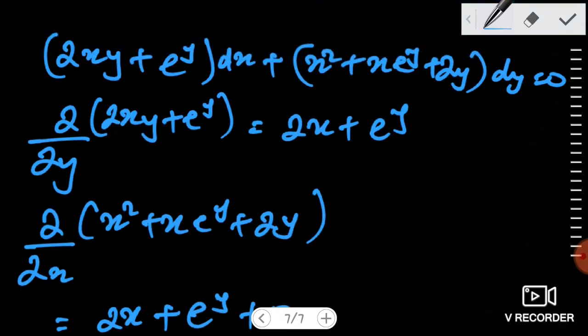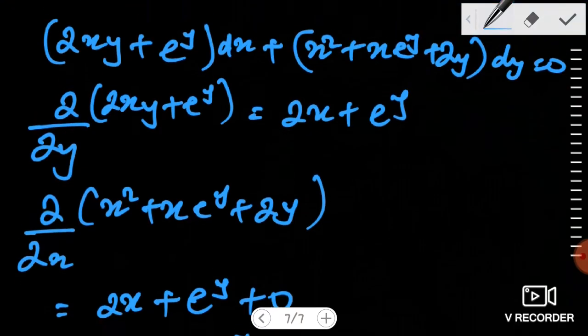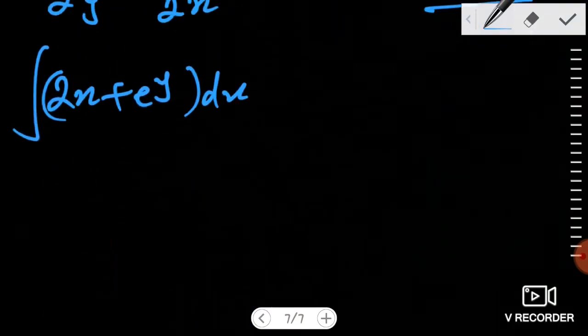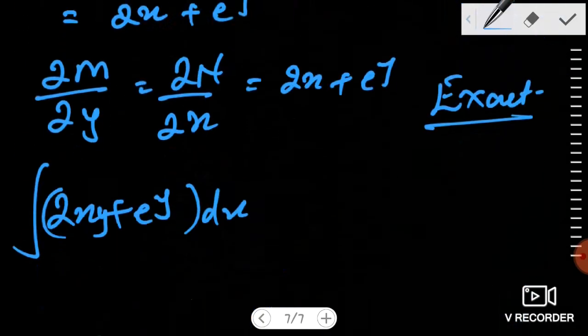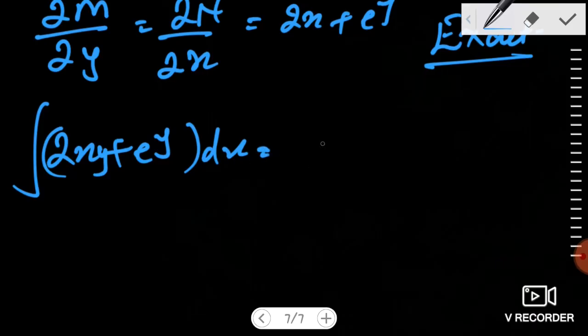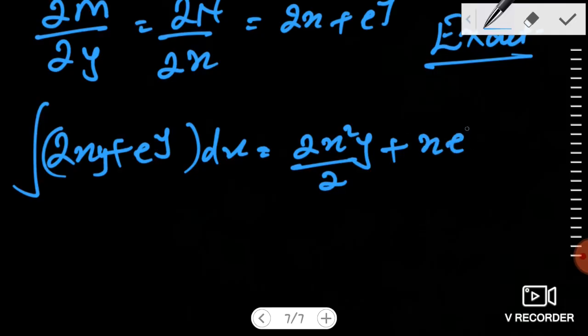So if you look at this, we are going to have 2xy. There's a y missing here: 2xy plus e^y. Therefore, with respect to x, we are going to have 2x squared y all over 2, plus, not 0, x e^y, plus our constant in terms of y, which is going to be d of y, right?